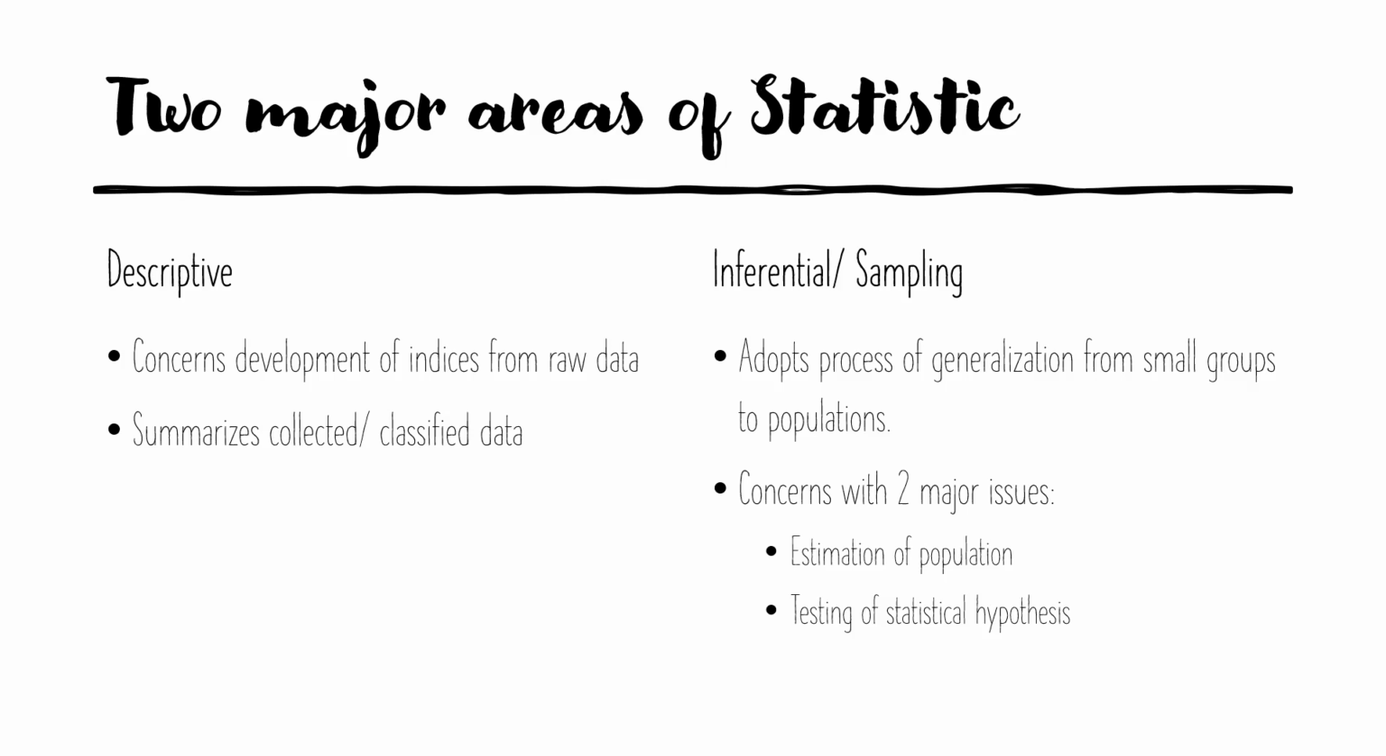And this can concern 2 major issues. One is estimation of population, which is done a lot in evolution and ecology and epidemiology. And then second would be testing of statistical hypotheses, which is what we use it for the majority of the time in a biology research lab.